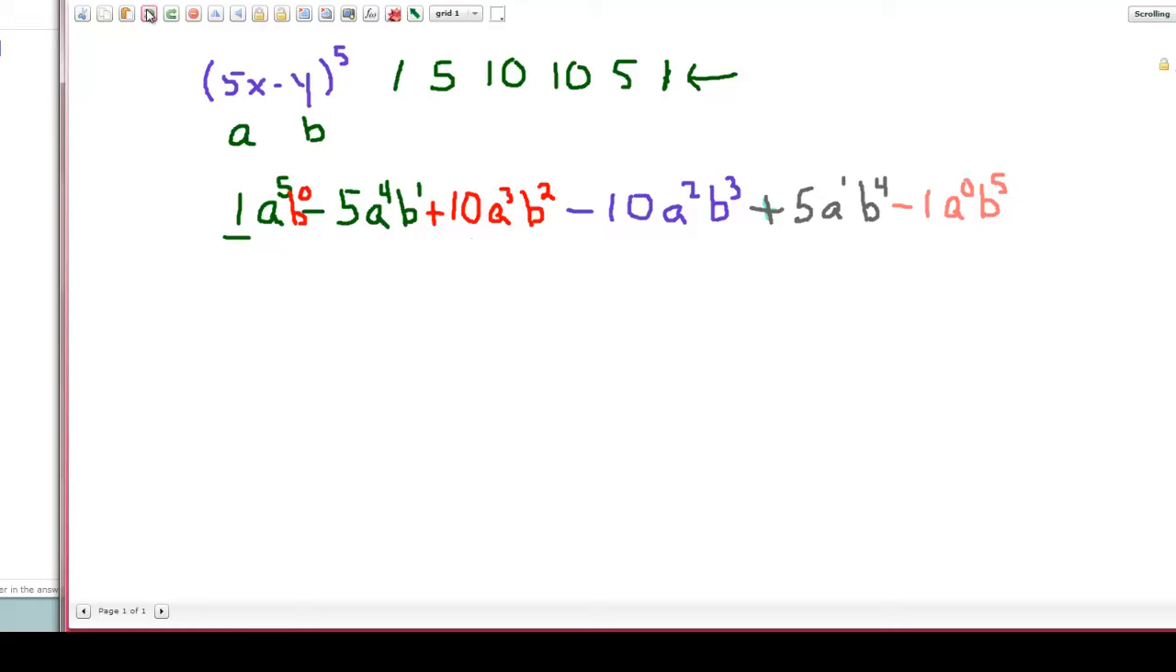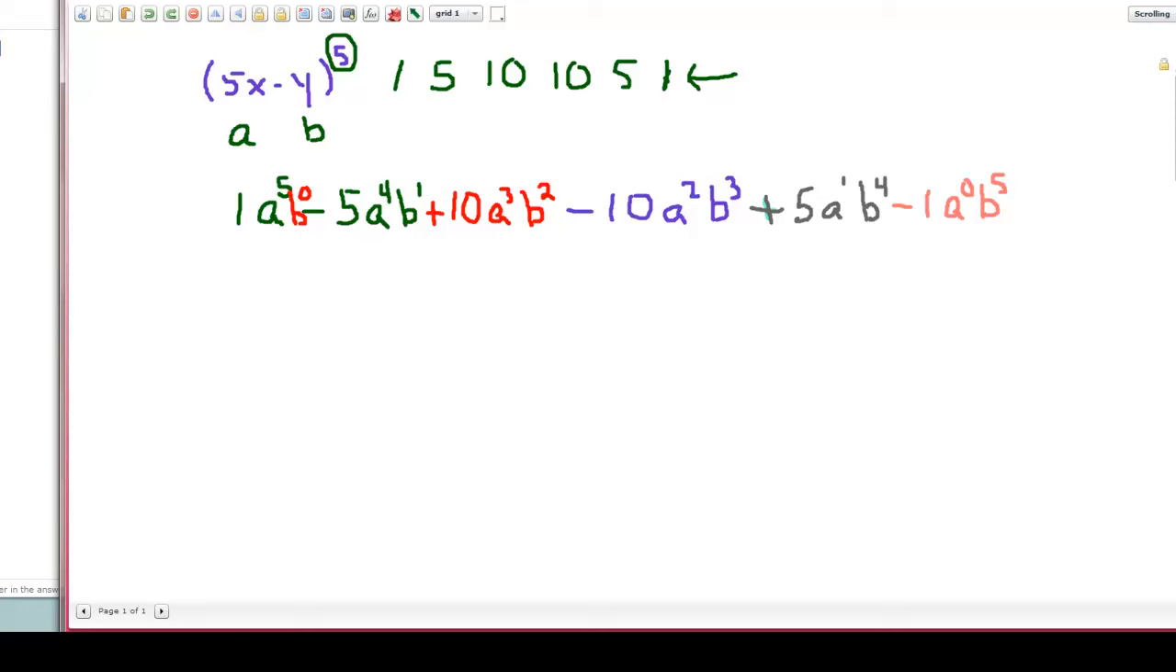Okay. And then next, what we did was, all right, well, our A is the 5x, our B is the y. Okay, and so the A just simply counts down from this exponent here. The exponent's 5, so A to the 5, A to the 4, 3, 2, 1, 0. And the B then counts up from 0, 1, 2, 3, 4, 5. And now if this was a plus, then all the signs would be plus. Since it's a minus, they just simply alternate. That's it. That's as simple as it is.